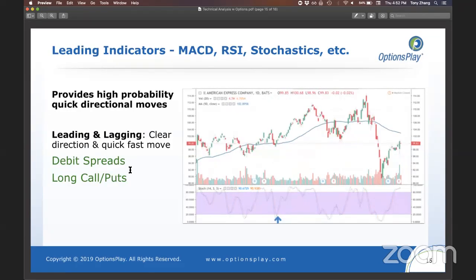Lastly, what I want to leave you guys with is a sense for how to actually use these indicators to help find high probability signals and at the same time cut out the noise. So I have a chart here of American Express. There's a lot of things going on with this particular chart, and I have a stochastic indicator here at the bottom.